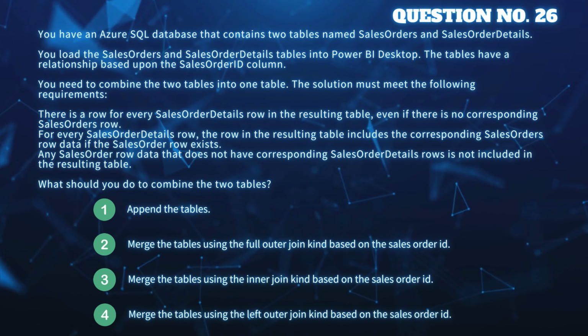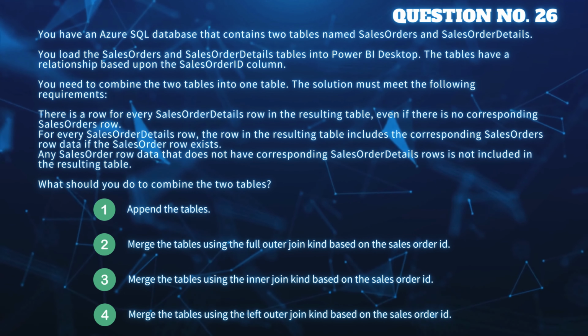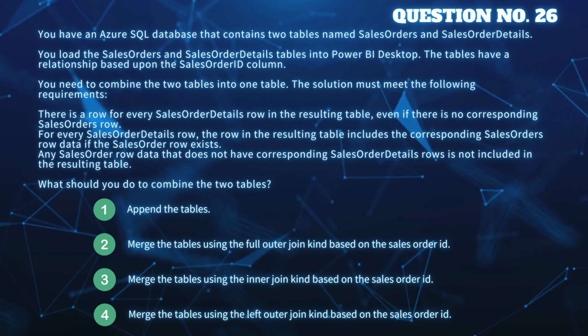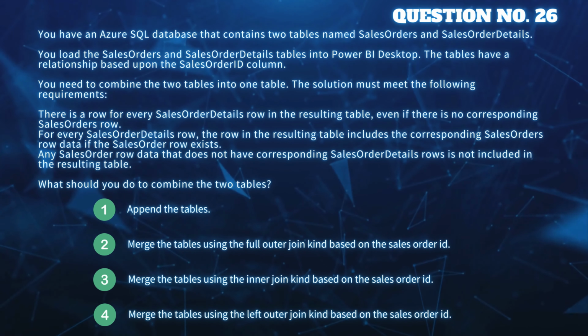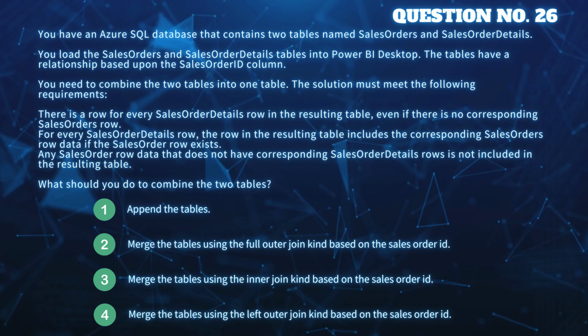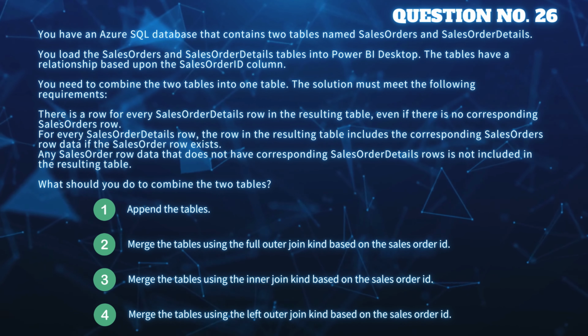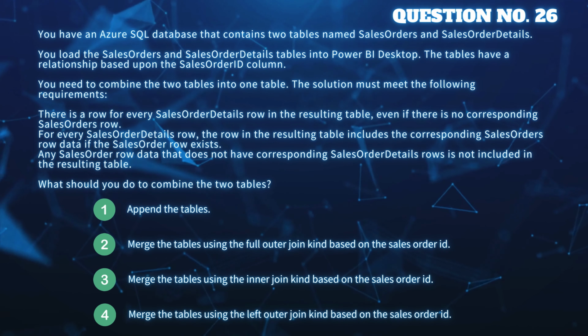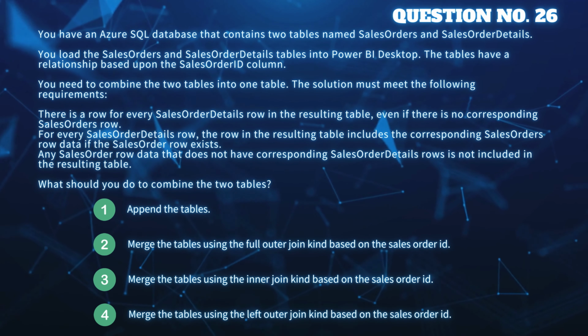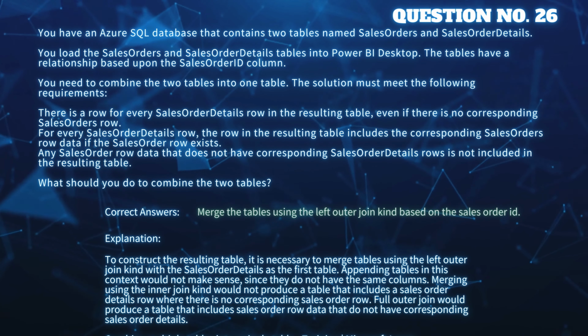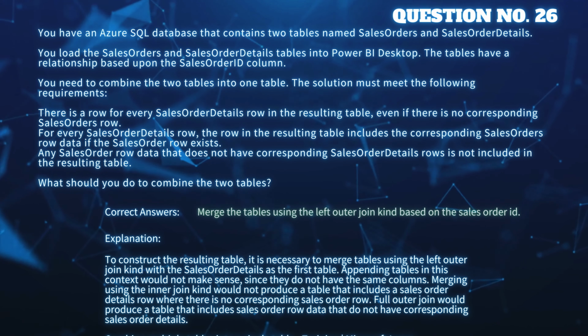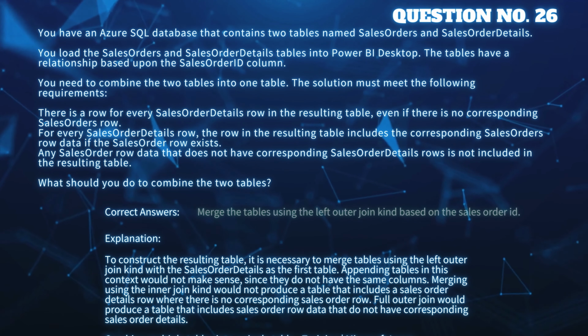Option 1, append the tables. Option 2, merge the tables using the full outer join kind based on the Sales Order ID. Option 3, merge the tables using the inner join kind based on the Sales Order ID. Option 4, merge the tables using the left outer join kind based on the Sales Order ID. Correct answers: merge the tables using the left outer join kind based on the Sales Order ID.